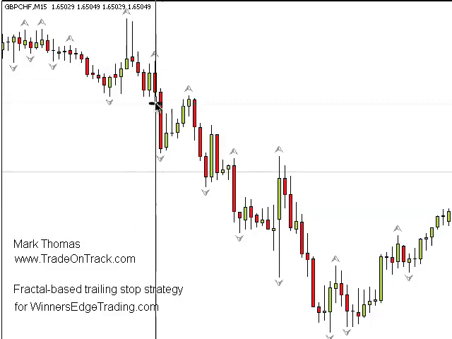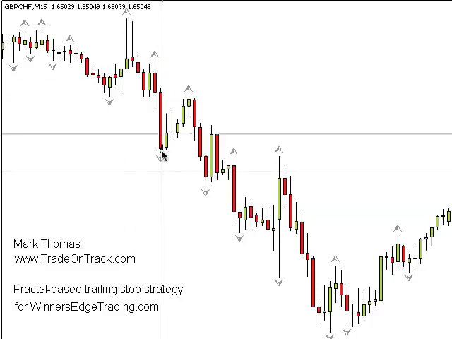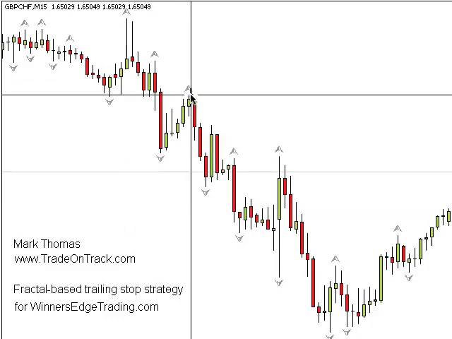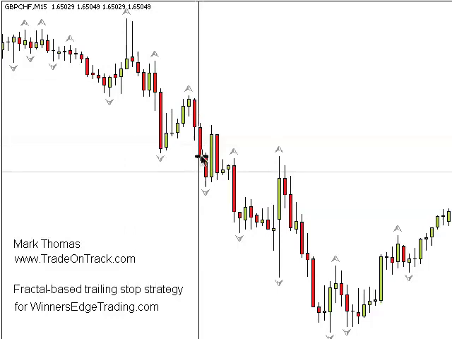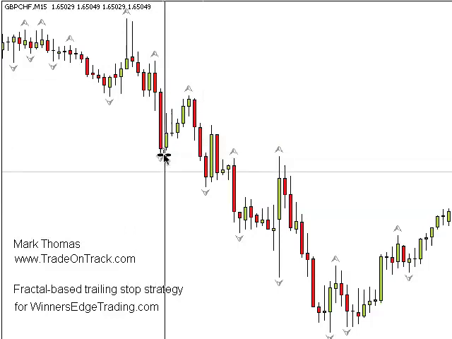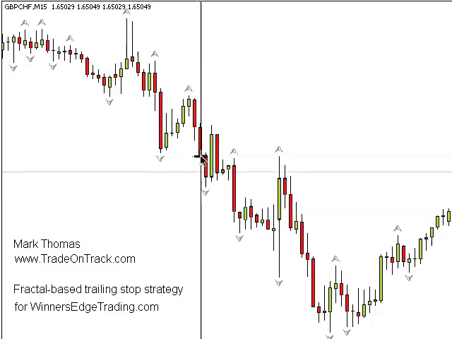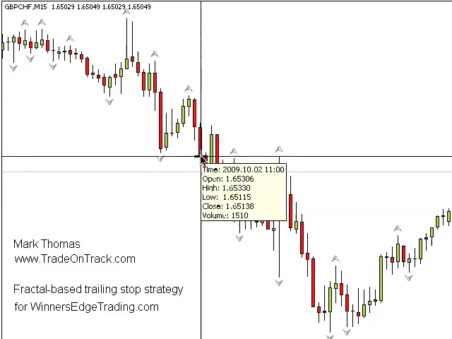So price moves on down, forms another bullish fractal here, comes up, forms a bearish fractal. We haven't moved our stop loss yet. Price comes back down and breaks this level here, which is our last bullish fractal. So it breaks it on this candle.